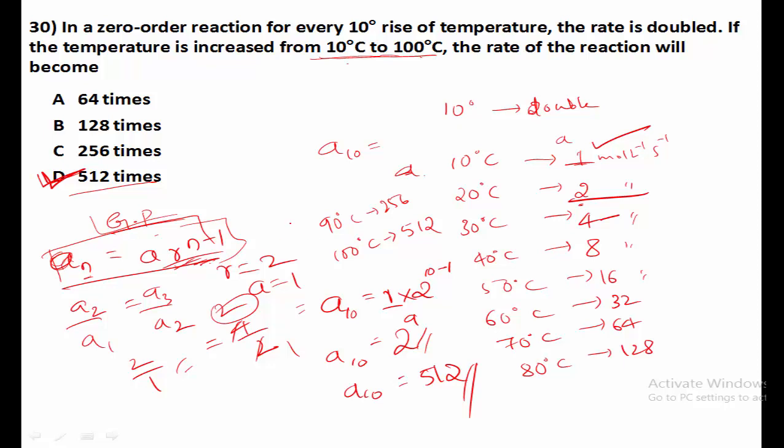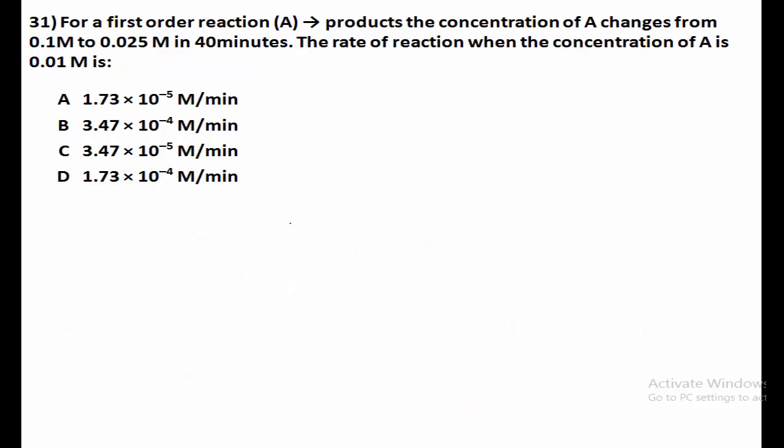Okay, next, question 31. For a first order reaction, A gives products, the concentration of A changes from 0.1 M to 0.025 M in 40 minutes. The rate of reaction when the concentration of A is 0.01 M is, okay.